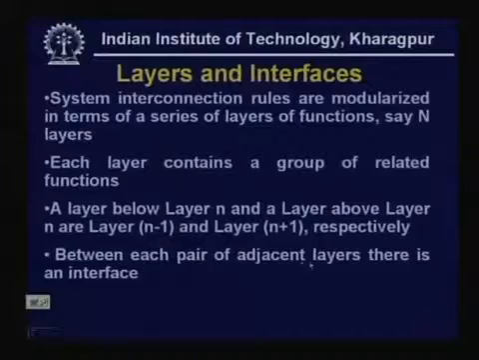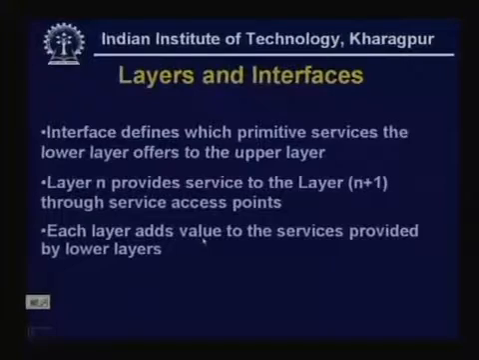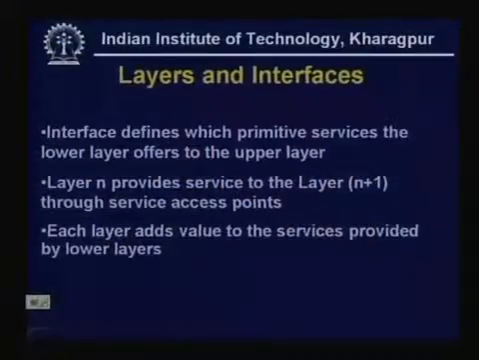Then between each pair of adjacent layers there is an interface, as I was telling, and the interface will define which primitive services the lower layer offers to the other layers. As we shall see, a lower layer will provide service to the upper layers. That means the lower layer is a service provider and an upper layer is a service user, and layer n provides service to the layer n plus 1 through service access points. That means each layer will have a number of service access points.